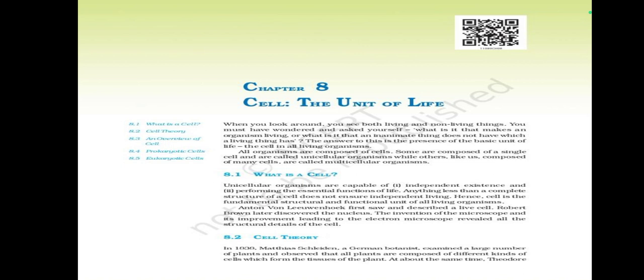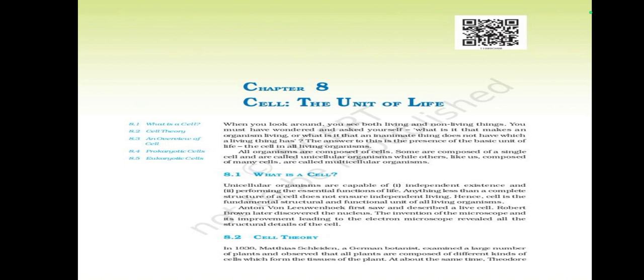Anton von Leeuwenhoek first saw and described a live cell. Robert Brown later discovered the nucleus. The invention of the microscope and its improvement leading to the electron microscope revealed all the structural details of the cell. Cell theory. In 1838, Matthias Schleiden, a German botanist, examined a large number of plants and observed that all plants are composed of different kinds of cells, which form tissues of the plant.